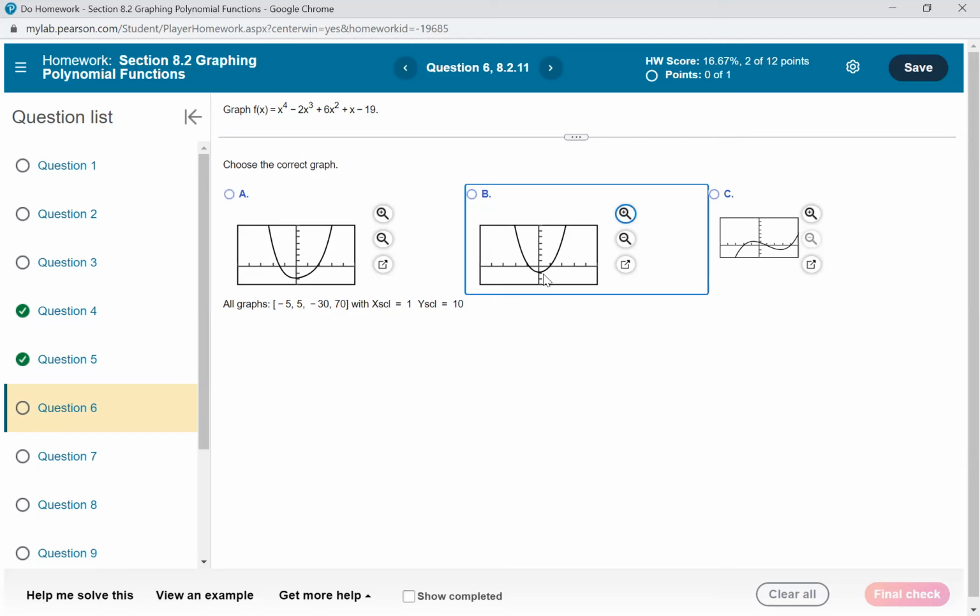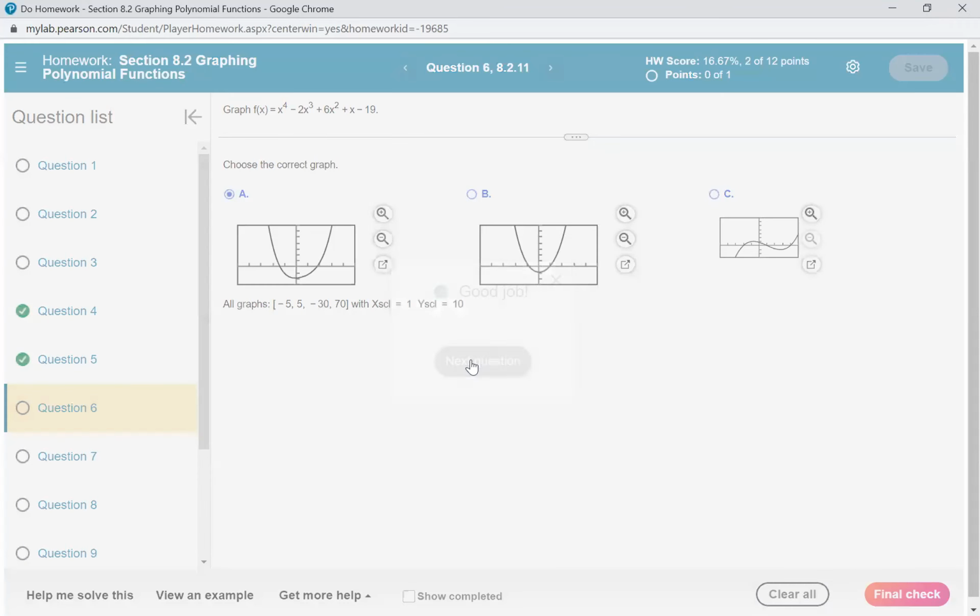So, y'all, we got a choice between A or B. Which one looks like it's crossing at that negative 19? A. A, so there you go. So sometimes we look at that y-intercept, which is that last number, to sort of distinguish between 2 different graphs that look the same.